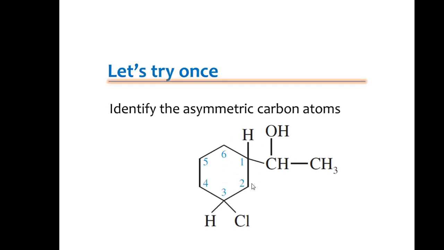So this is a large molecule. In this one, this carbon is stereogenic because it is connected to 4 different groups: one is hydrogen, one is methyl, one is OH, and one is this part. And this carbon is also connected to 4 different groups, 1, 2, 3, 4. Next one, this carbon also is an asymmetric carbon. So here 3 asymmetric or stereogenic carbons are there.